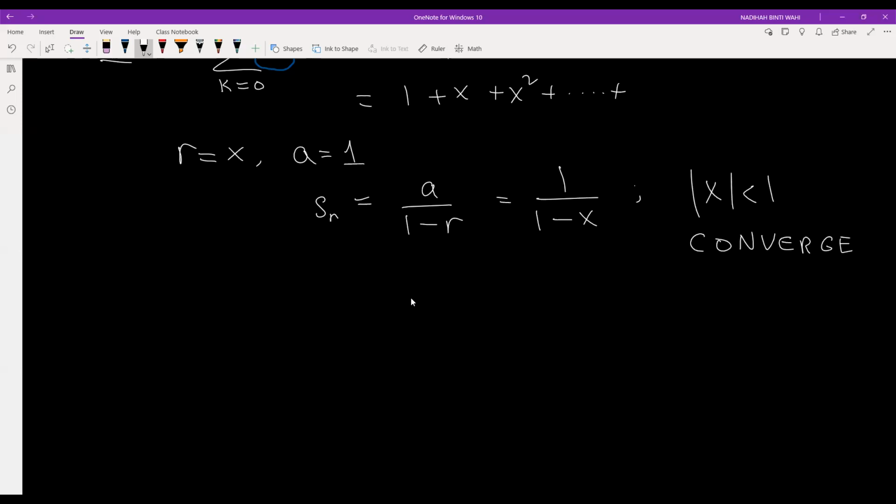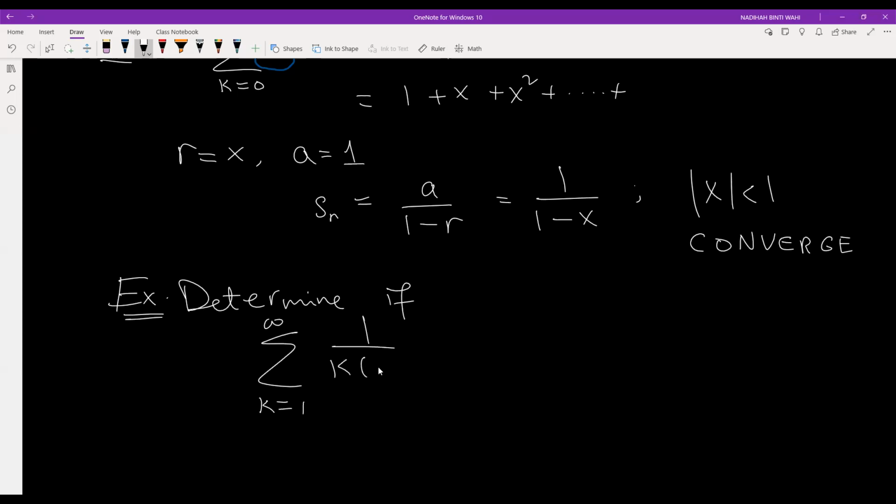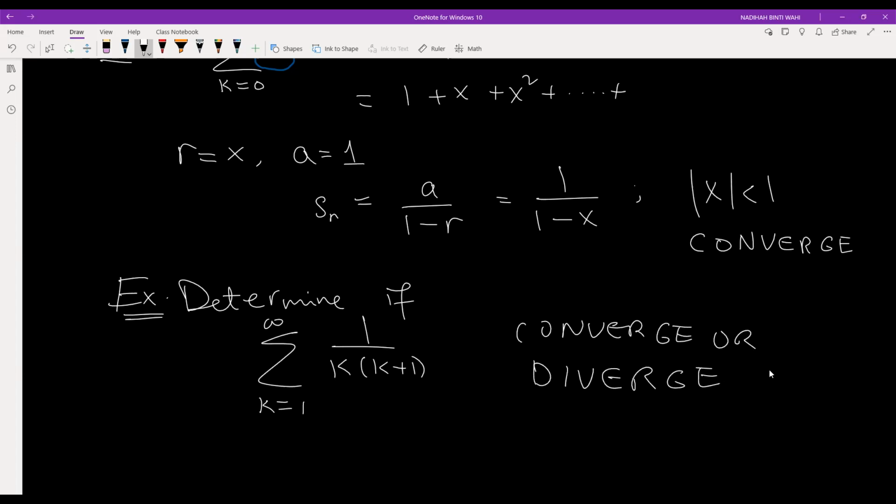Okay, let's see this one. Example, determine if this series, k starts from 1 to infinity, 1 over k times k plus 1, converges or diverges. Okay, so you need to determine that.